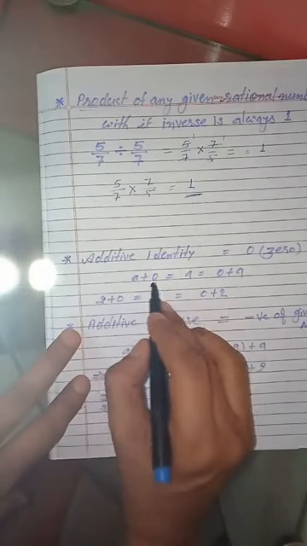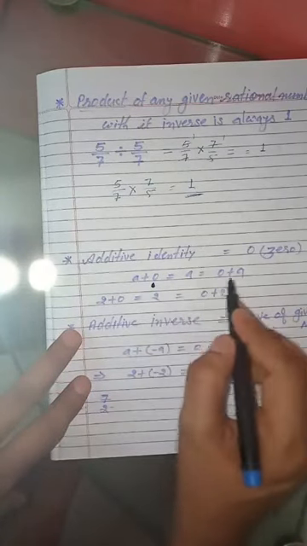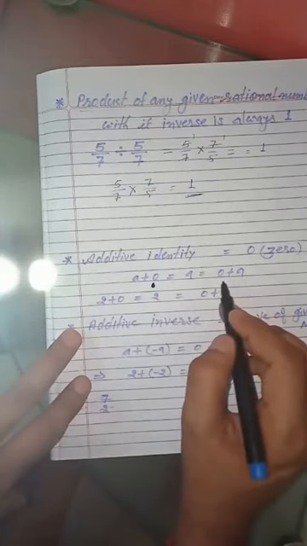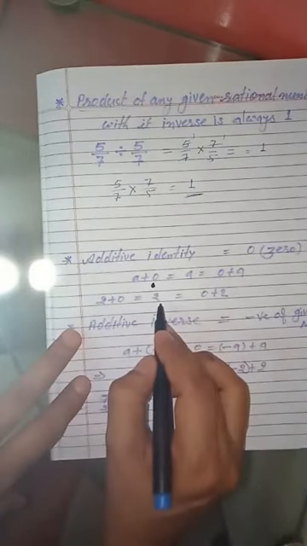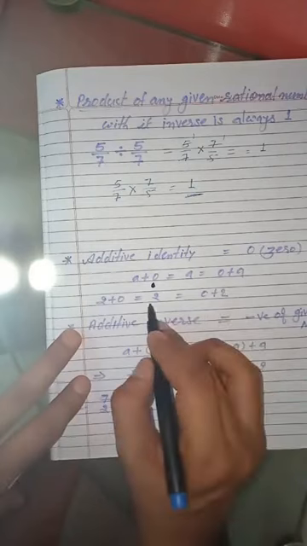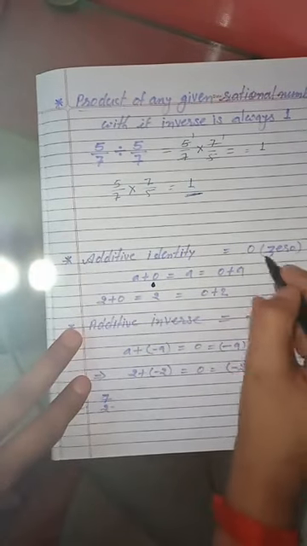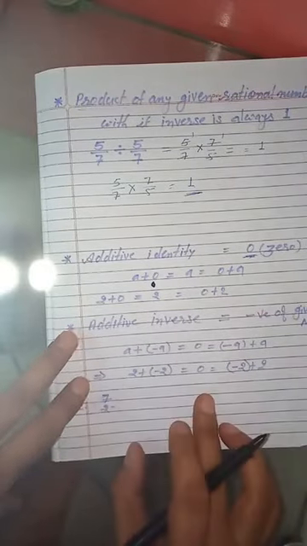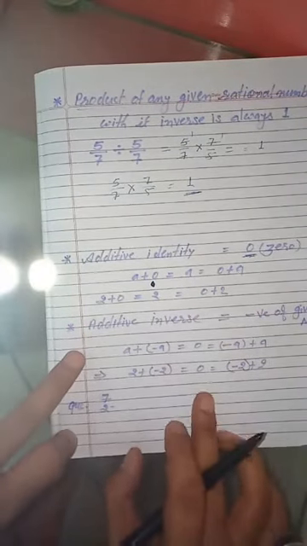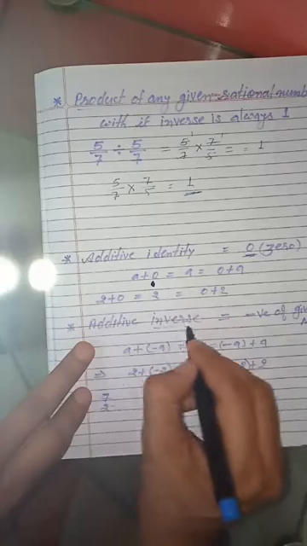Okay. Now a plus 0 equal to a equal to 0 plus a, or if 0 is added to any number, always that number is the result. Okay. 2 plus 0 equal to 2 or 0 plus 2 equal to also 2. So 0 is an additive identity. What is this? 0 is additive identity. Okay. Now we have to find out the additive inverse.